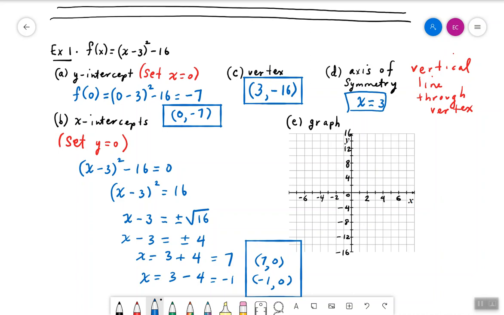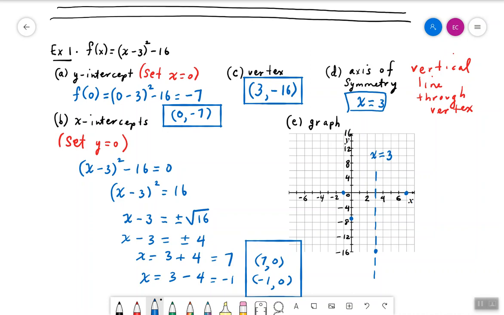Okay, so we can go ahead and plot the point at 0, negative 7. Be careful, it's going to be right in there, right between negative 6 and negative 8. And that should be good. And then we can find the x-intercepts at 7, 0, and negative 1, 0, and the vertex at 3, negative 16, right down at the bottom of the graph. And then we could even draw in the axis of symmetry. We would want to draw it as a dashed line, not a solid line. And we could label it x equals 3 right on the graph.